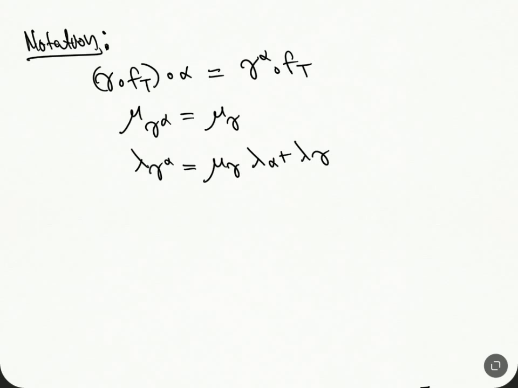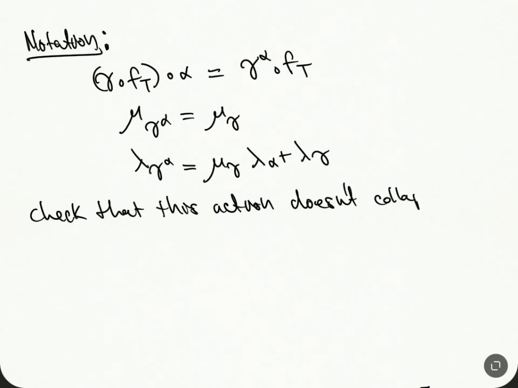So now let's check that everything's okay. So we check that this action doesn't collapse the polymorphism.